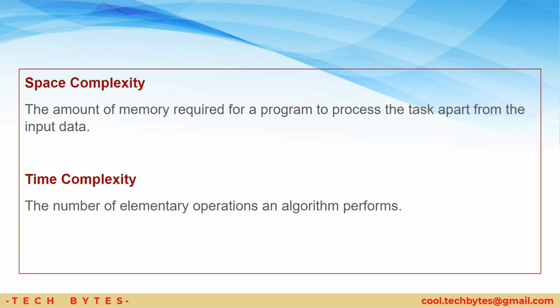So, by simple definition, space complexity is the amount of memory required for a program to process the task. And time complexity is the number of elementary operations an algorithm performs, right?